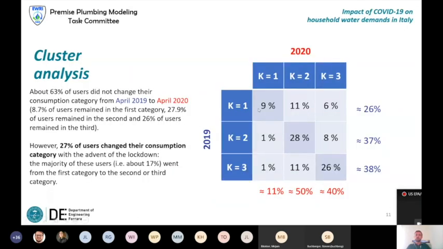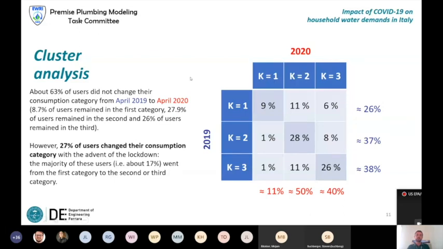In this chart, each line refers to a cluster in the pre-lockdown period. The first line refers to the first cluster, considering the year 2019, the second line to the second cluster, and finally the third line to the third cluster, whereas each column refers to each cluster in the lockdown period. Clearly, the numbers along the diagonal of this chart represent the users that did not change their consumption category from the pre-lockdown period to the lockdown period.